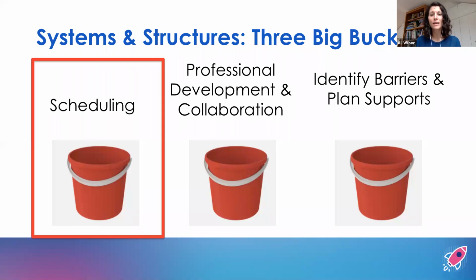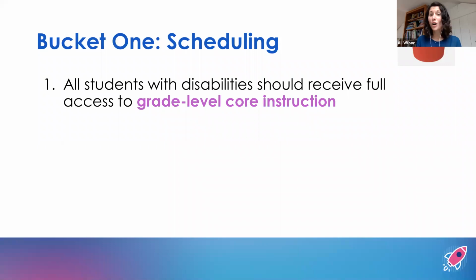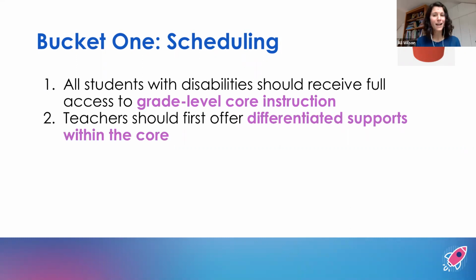This is also the perspective we are going to take as we go through our session today. So let's start by thinking about bucket one, scheduling, that systems level. As we think about what we learned from The Opportunity Myth, we remind ourselves that inclusive education really means that our students have access to grade level instruction. Therefore, all students with disabilities should receive access to grade level core instruction. Second, we know that all students, not just students with disabilities, will face barriers within the classroom. So our second key point is that teachers should use data to offer differentiated supports within the classroom to ensure that they align with students' areas of need.